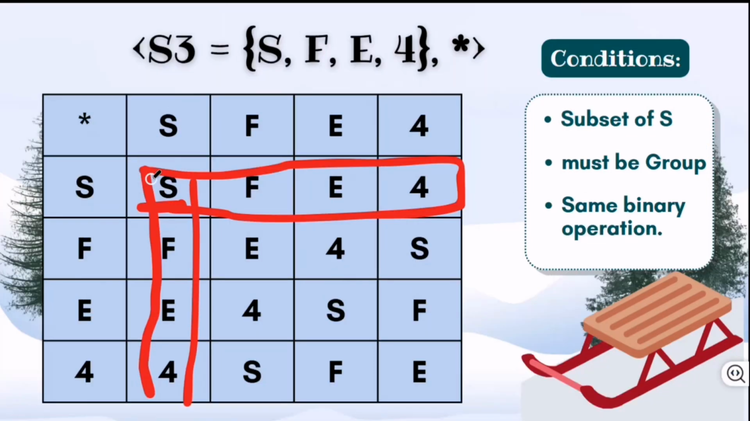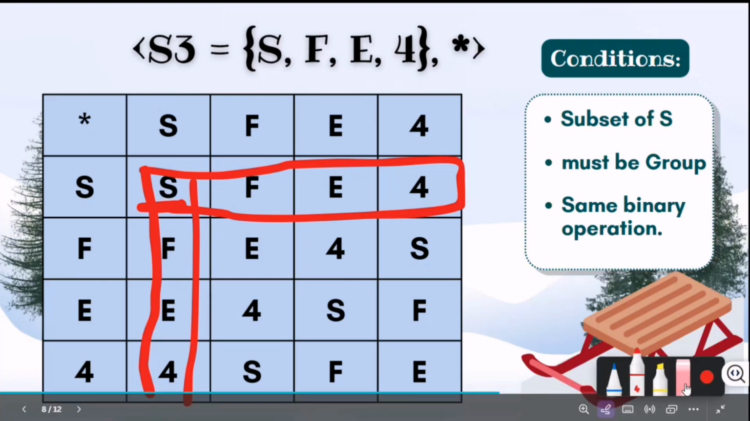Since there is a point or part in the table where the row and column meet and the order of the element stays the same, it shows that there is an identity element. And in this case, the identity element is S, because when it combines with any other element, it doesn't change them. So we can conclude that S is our identity element.